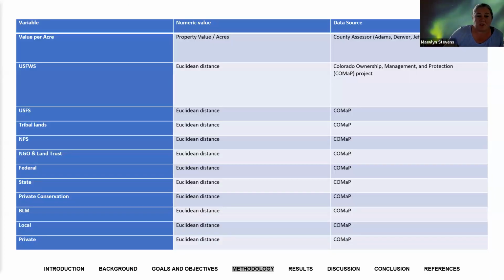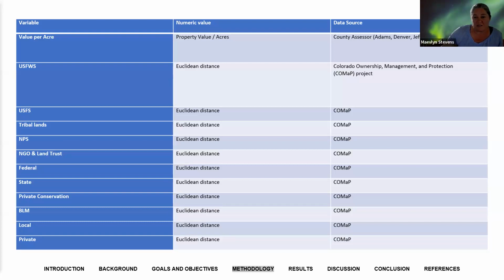I've used ArcGIS Pro 3.1.0 and publicly available spatial data. Colorado State University has a really great data set called COMAP, the Colorado Ownership Management and Protection Service for protected lands. And I've also looked at land cover provided by the Southwest Regional Gap Analysis Project.